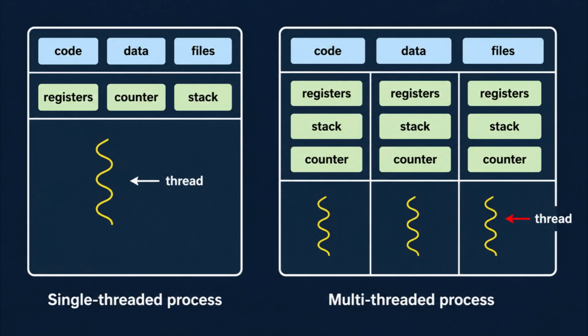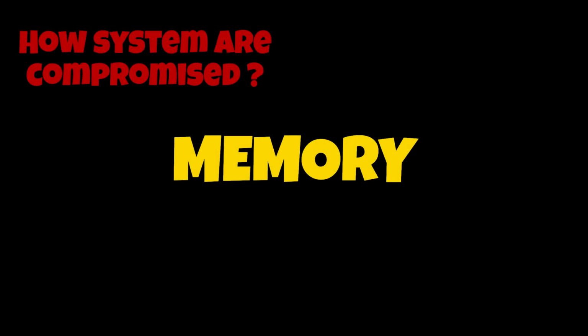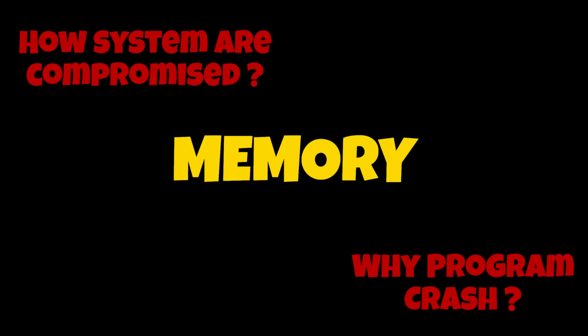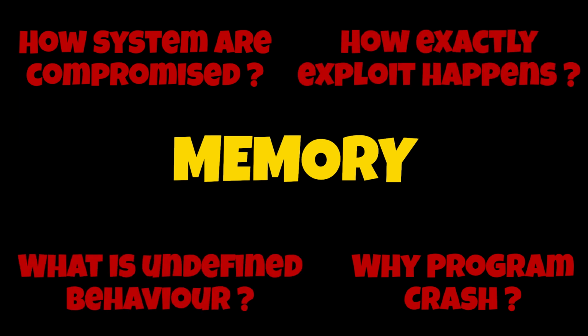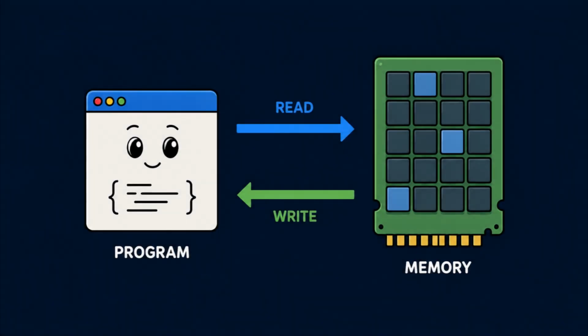Last time, we looked at how programs run using processes and threads. But today, we are going deeper. We are looking at the actual scene of the crime for almost every major hack in history. That is memory. If you want to decode how systems are actually compromised, why programs crash, what undefined behavior really means, and how exploits are even mathematically possible, you have to understand memory. Because at the end of the day, a program really only does two things: it reads the memory and it writes the memory. So let's break it down.